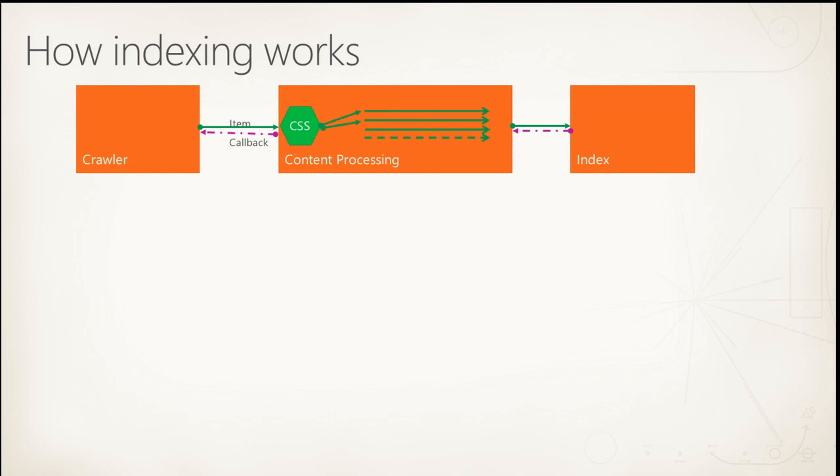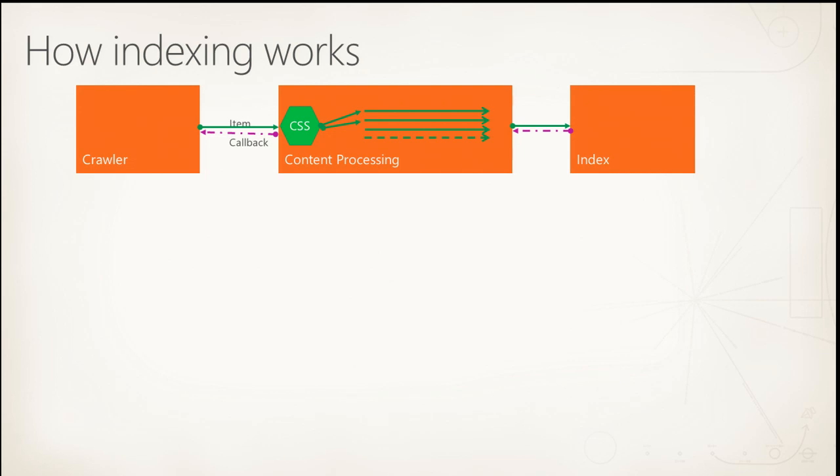One of the benefits with having all of this in a separate component is that we can now scale out content processing independent of crawling and of indexing. And then we have the index, which mainly comes from the Fast Search for SharePoint product.